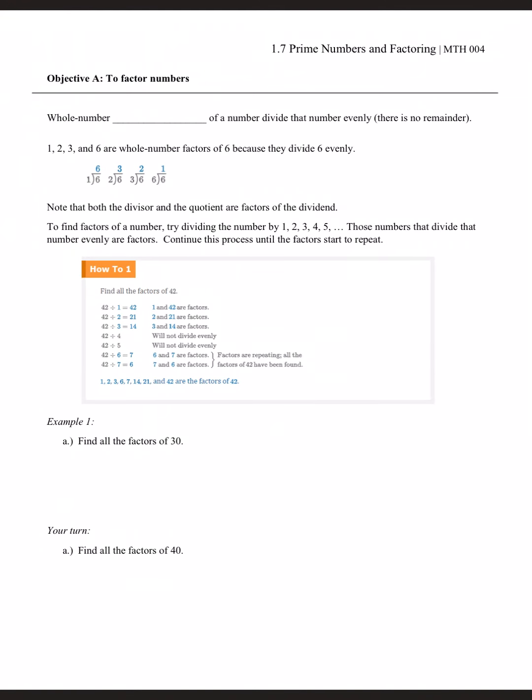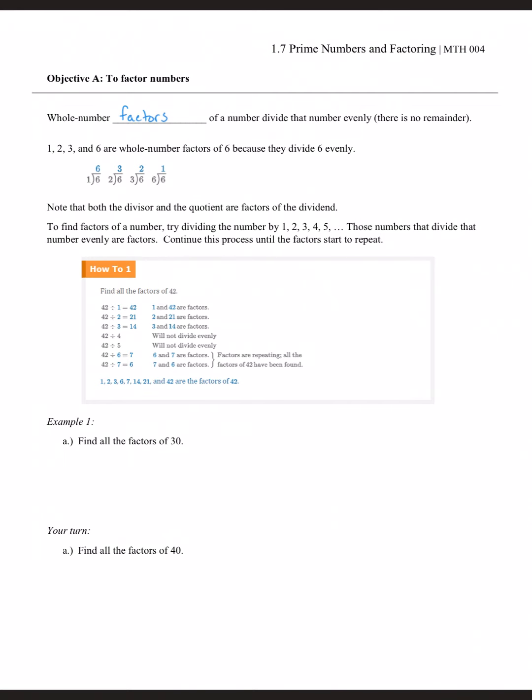Hi there. This video is about prime numbers and factoring. Our first objective is to factor numbers. We have that whole number factors of a number divide that number evenly, meaning there is no remainder.